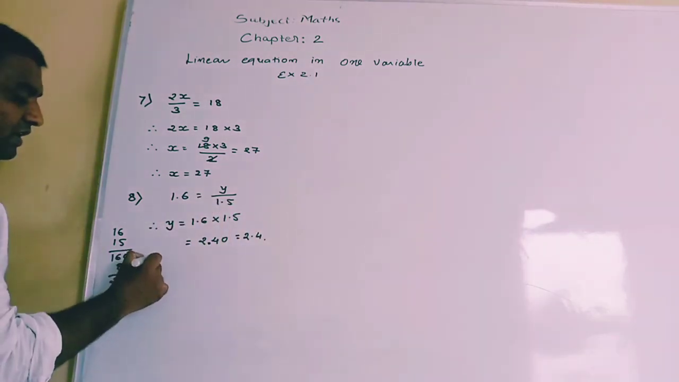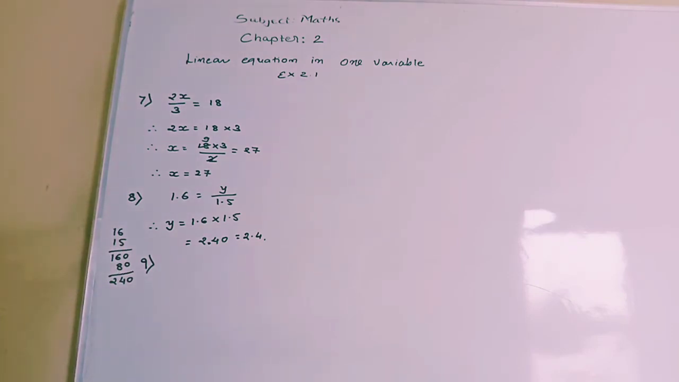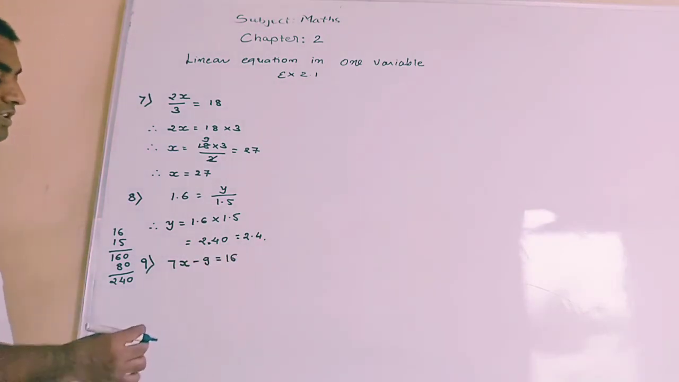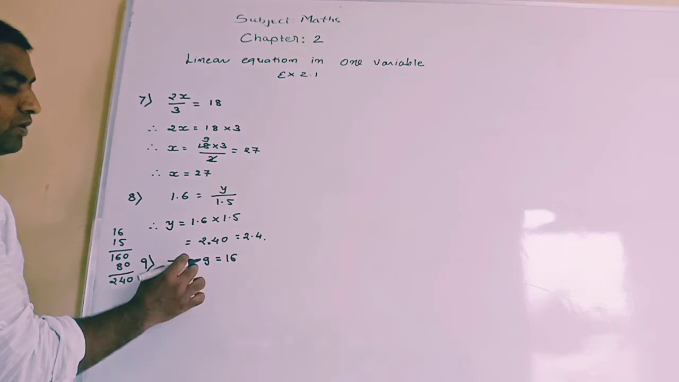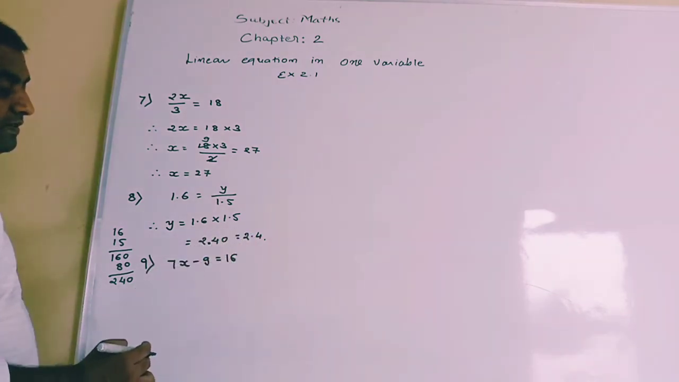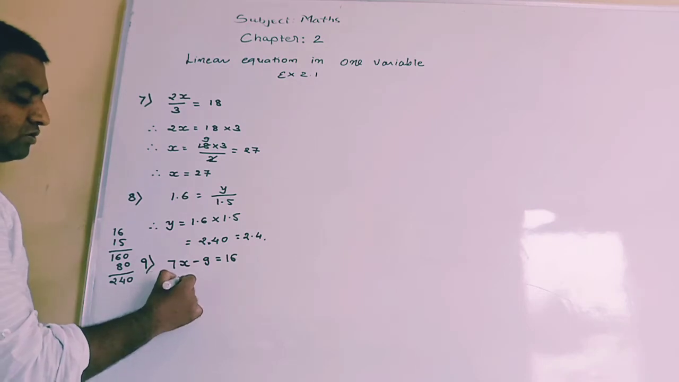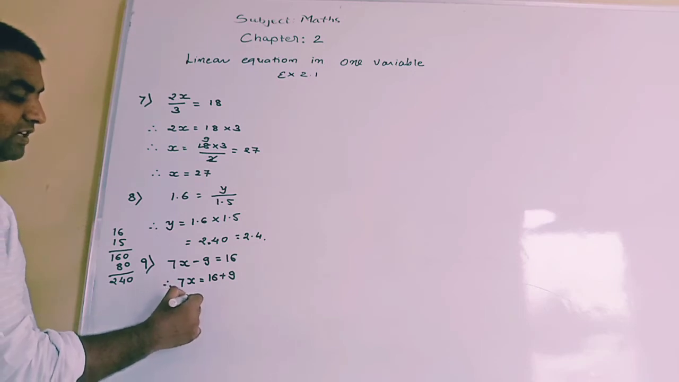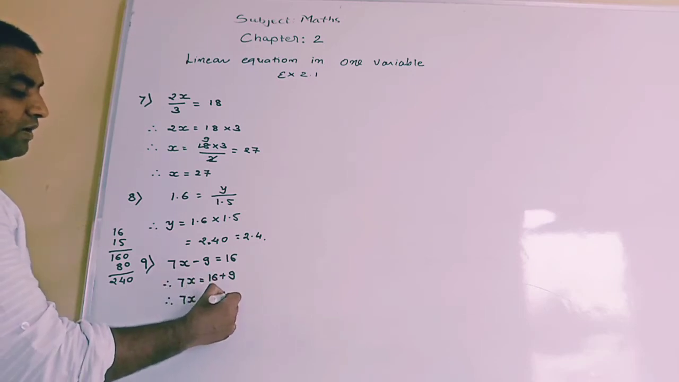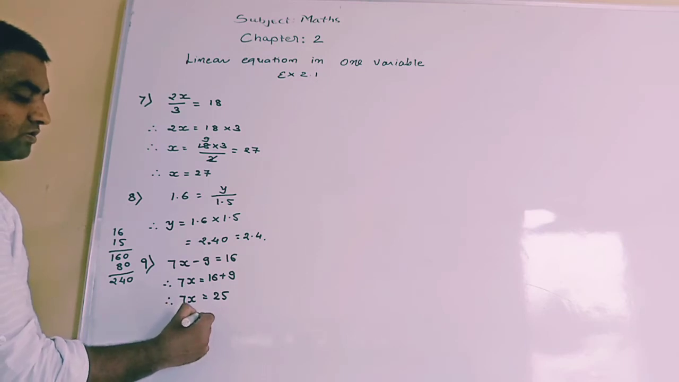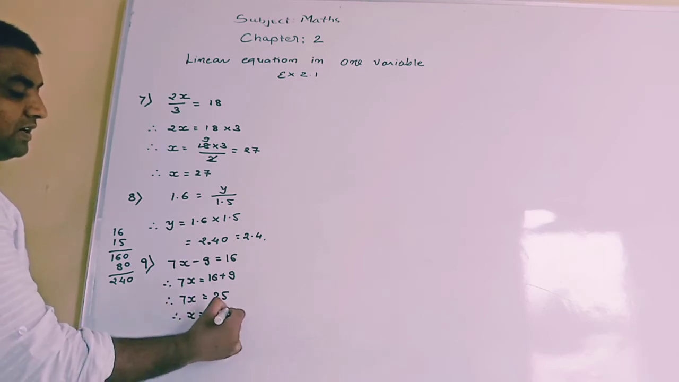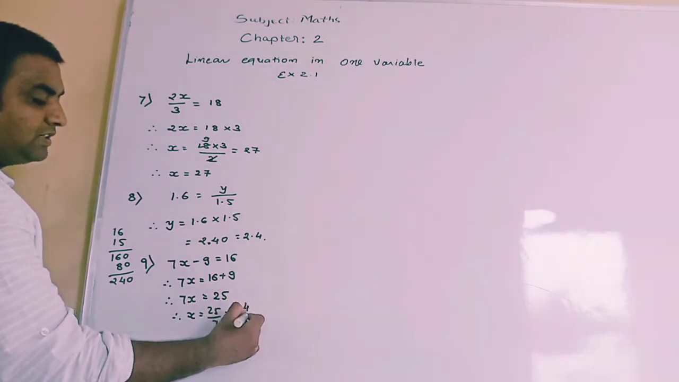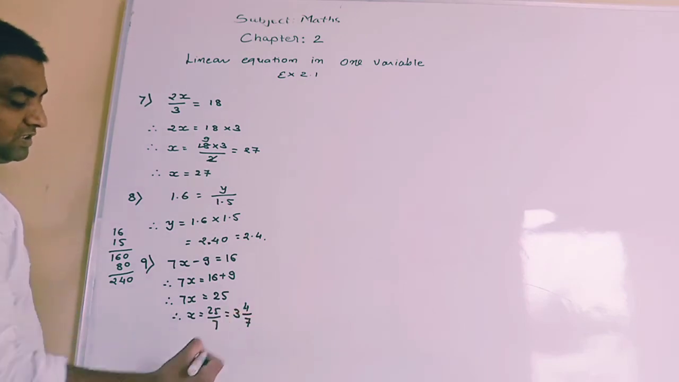Now 9th question we have 7x minus 9 is equal to 16. So 9 is in the minus relation. From the left hand side we will transfer to the right hand side. Then we will convert into plus. And so 7x is equal to 16 plus 9, 25. So x is equal to 25 by 7, which we convert into a mixed fraction. Then 7 3s are 21 plus 4, 25. So 3 and 4 by 7.